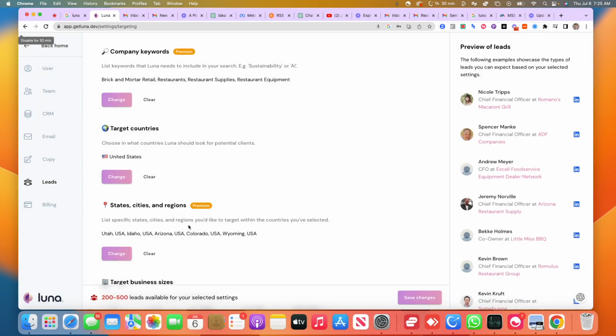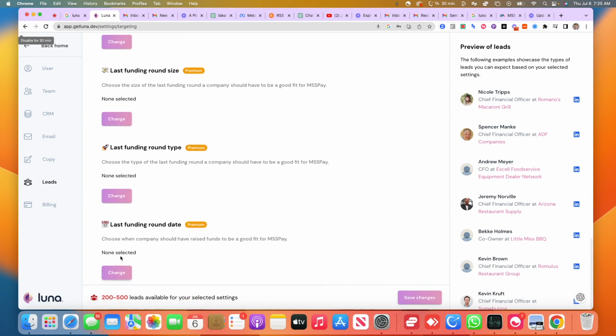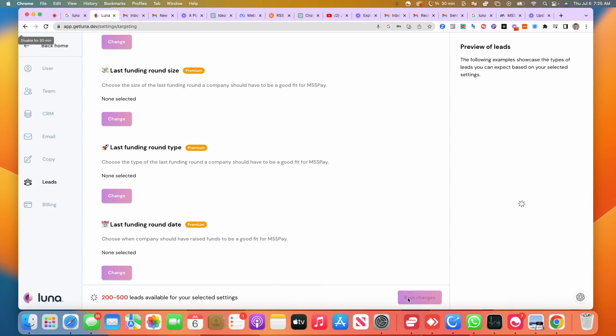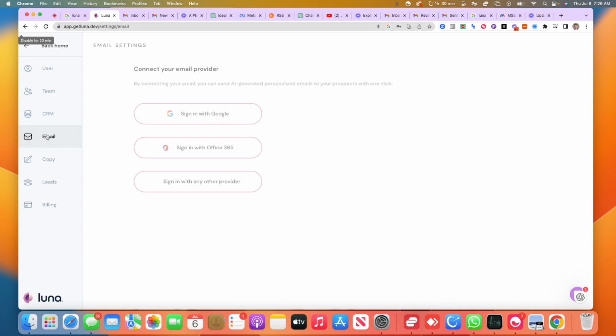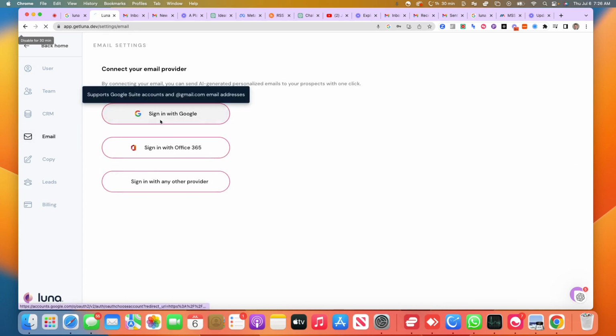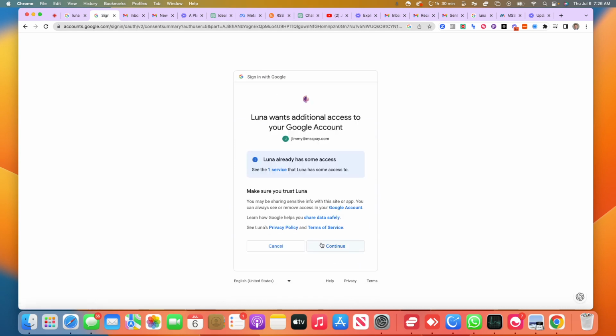I'm pissed. Let's work with it. Why is it in the red? There's not even enough leads for 1,000 a month to contact. Fuck it. Okay, so we've got that done. Now that I've done that, let's look at the email. I'm going to sign into my Google for this, and it's going to be Jimmy, MSS Pay. Yeah, who cares? We're putting it right here.